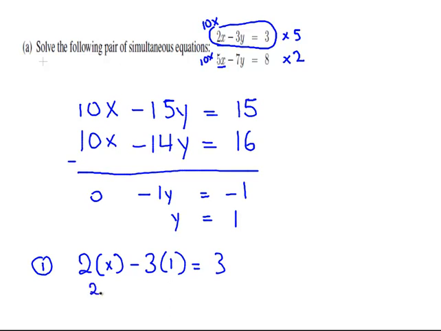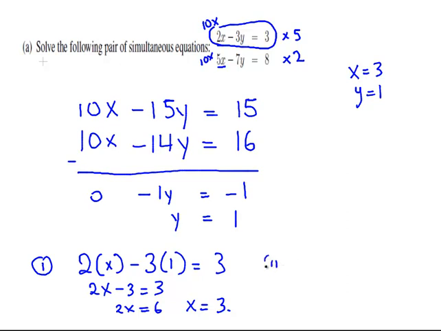Okay, so 2x minus 3 is equal to 3. 2x is equal to 6. Therefore, x must equal 3. Okay, so our answer is x equals 3, y equals 1.